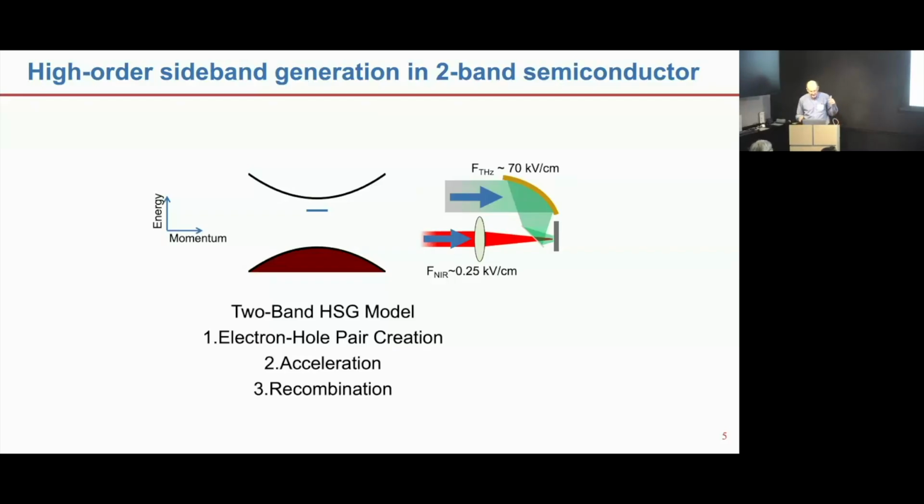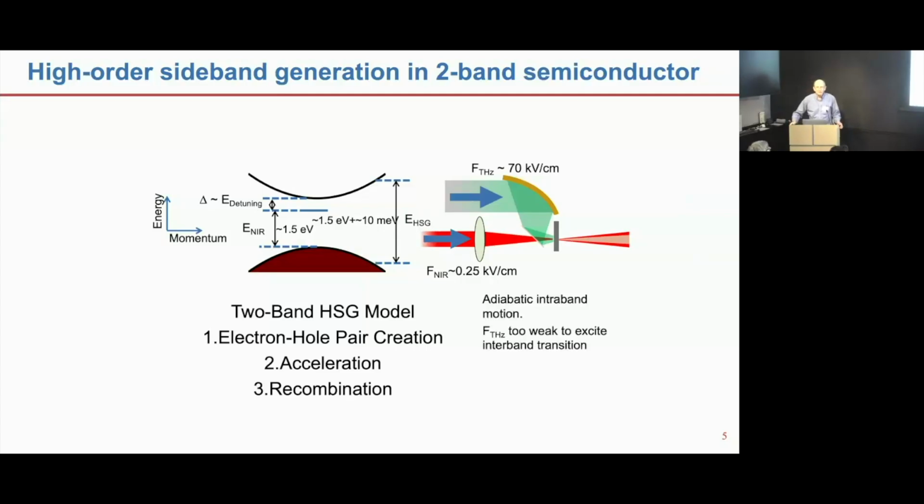Both of these fields, you should think of them as quasi-CW. It's not pump-probe in the usual sense where we have a delay between the two fields. They're both on continuously. So these are the energy scales that we're working with now. The band gap is about 1.5 eV. There's a detuning delta from the band gap; the laser is detuned by delta from the band gap. This is the energy of the high-order sideband photons. An important point is that our laser fields are not so strong that they create electron-hole pairs by themselves, so the motion inside the band is adiabatic.